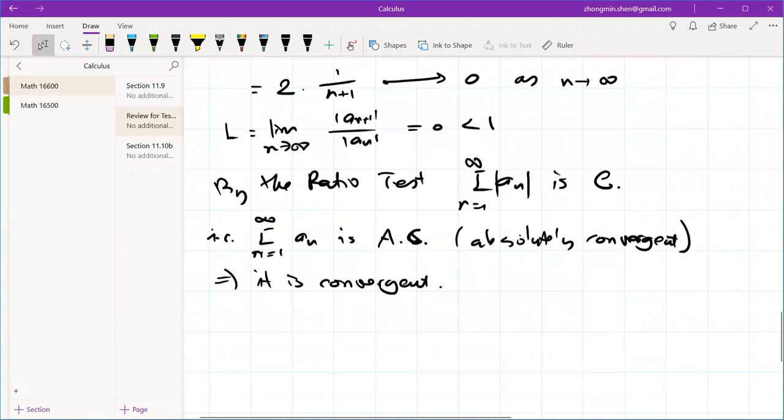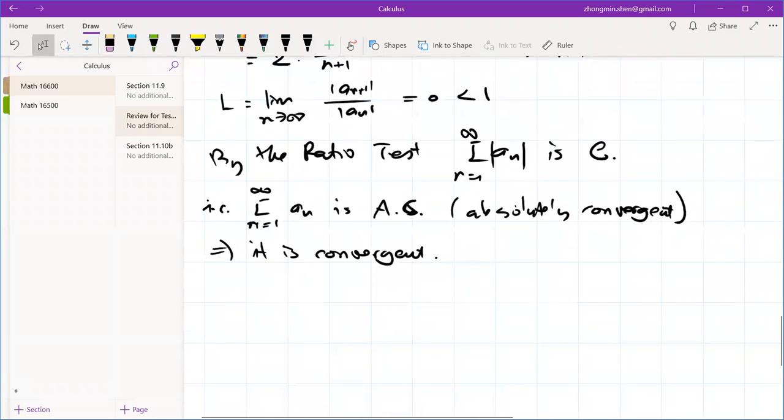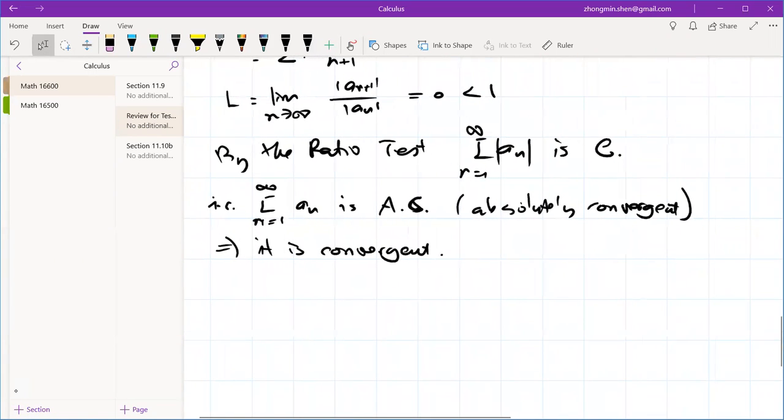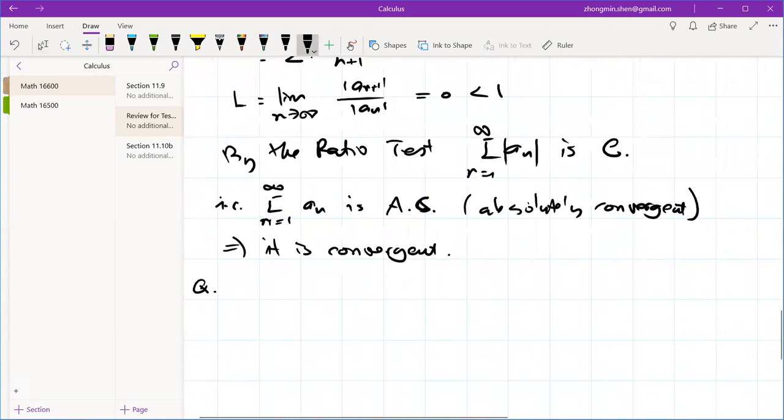But the detailed ratio test says that when L is smaller than 1, it is absolutely convergent. When L is greater than 1, it is divergent. There is no absolute divergent, just divergent. Divergent is divergent. I don't see any other methods we can use for that problem.